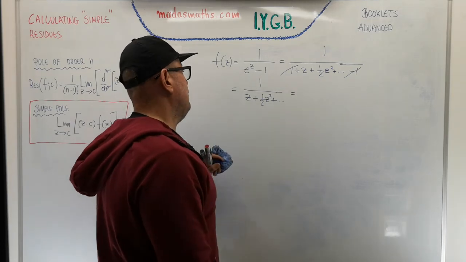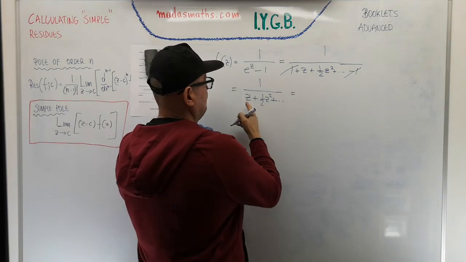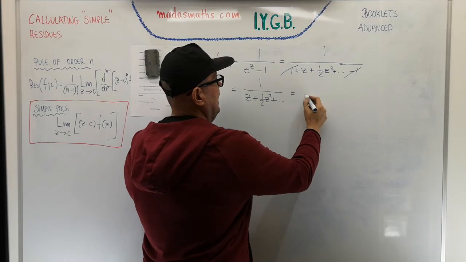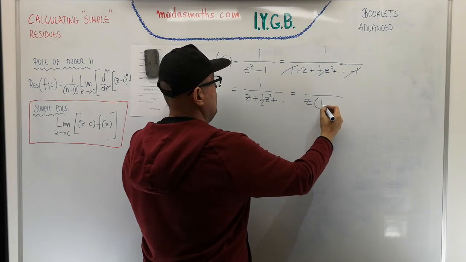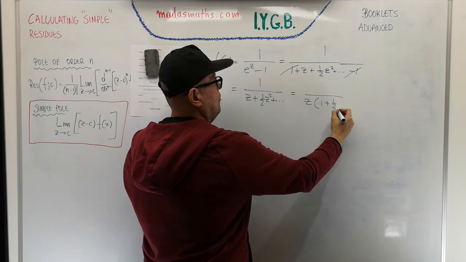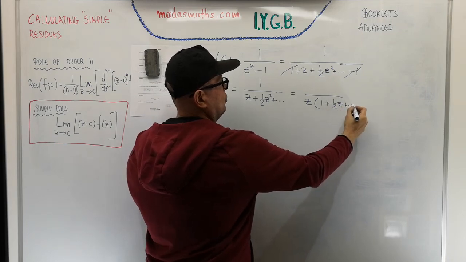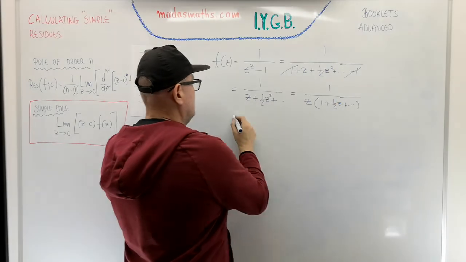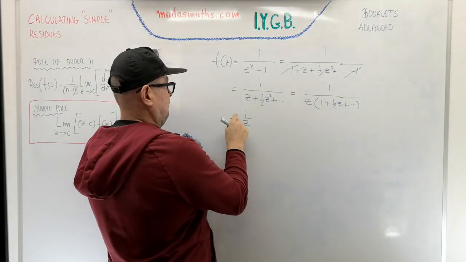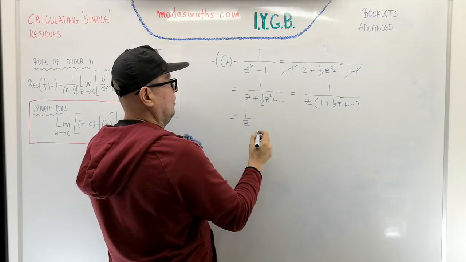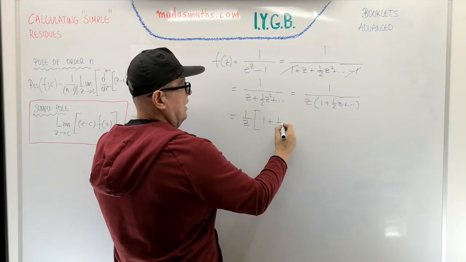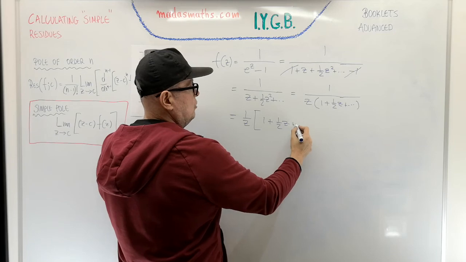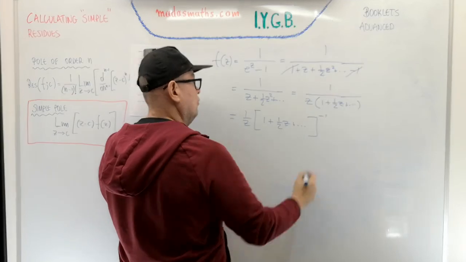And my next step is to actually factorize a z out of the denominator. So there's my z factorized out, and this will leave me 1 plus a half z plus dot dot dot. And this is equal to 1 over z. Okay, and then of course I can write this to the minus 1, so it's 1 plus half z plus dot dot dot to the minus 1.